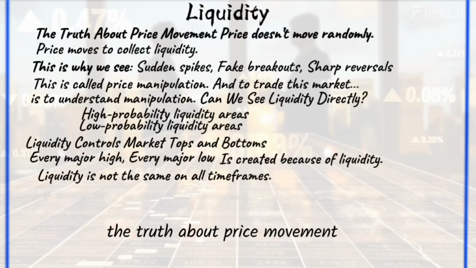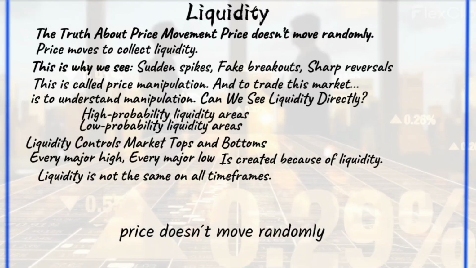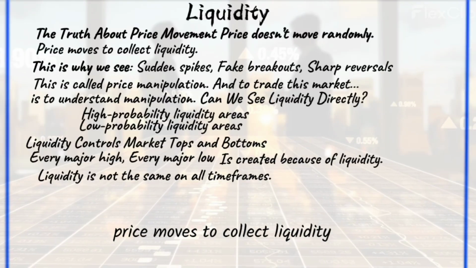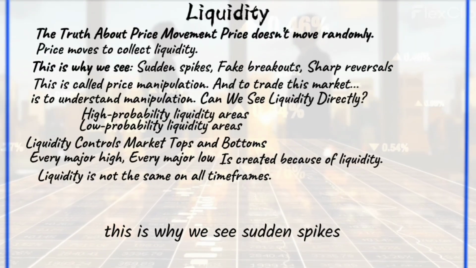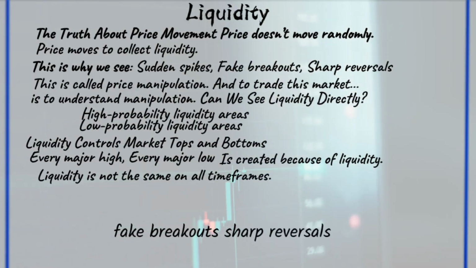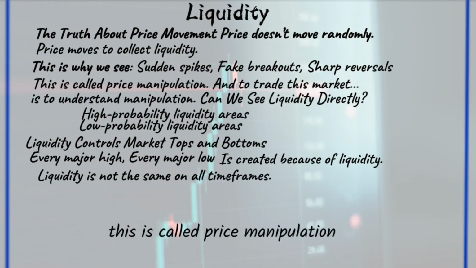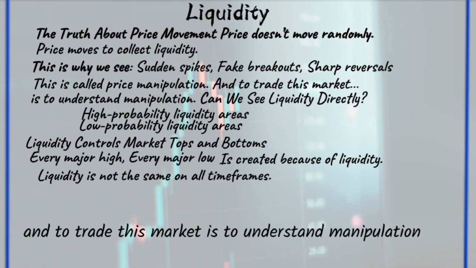The truth about price movement: price doesn't move randomly, price moves to collect liquidity. This is why we see sudden spikes, fake breakouts, sharp reversals. This is called price manipulation. And to trade this market is to understand manipulation.